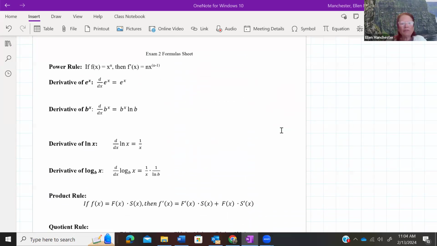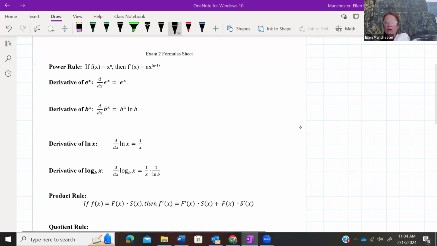For instance, this is our power rule. We already know what the power rule says. If you're given a function where it's x raised to the n power, you're going to drop that n to the front and multiply, and then subtract 1. Being able to read the power rule is going to be really important, and remember how to do it.